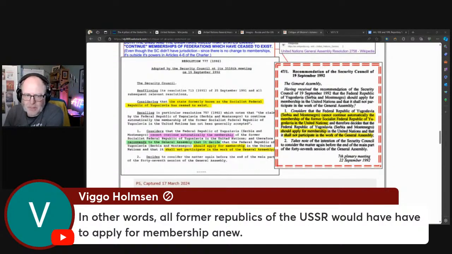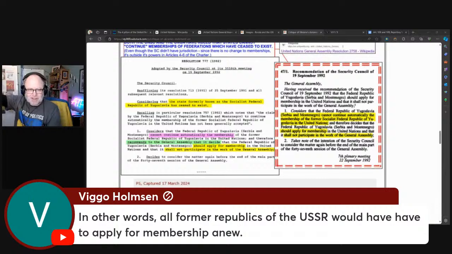Viggo Holmson says, in other words, all former republics of the USSR would have to apply for membership anew. I presume everyone else has, but Russia hasn't. They did. Every single ex-member of the USSR applied immediately and was granted membership under Article 4. But the Yeltsin Russian Federation didn't. He thought he'd be smart and con his way into getting a veto.